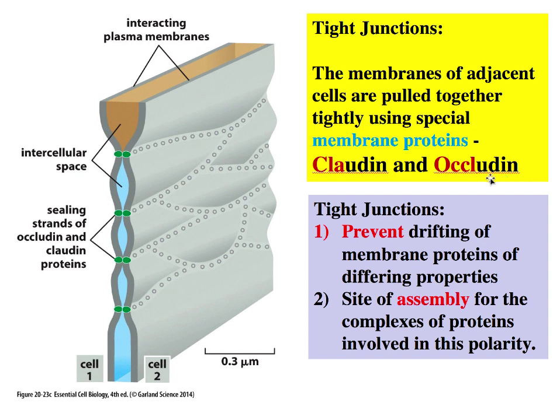Just to conclude, so that students know this, the purpose of tight junctions is to prevent the migration of proteins serving one function in the apical region of the cell and those proteins serving a different function in the basolateral region of the plasma membrane.